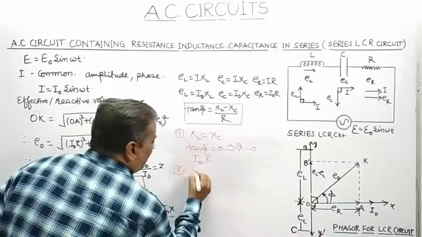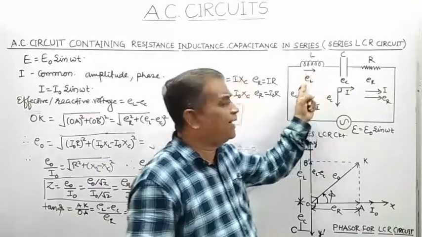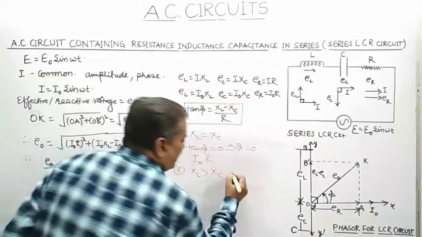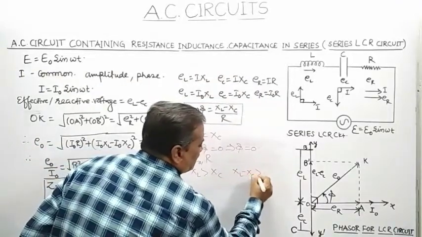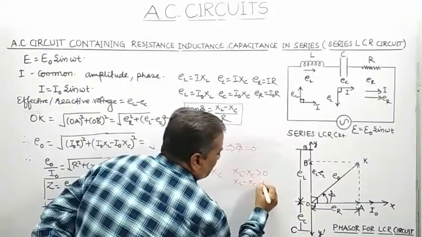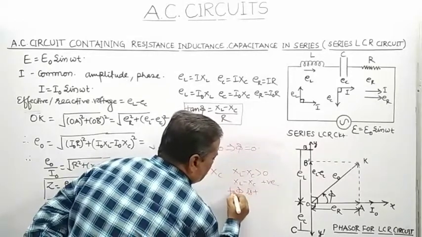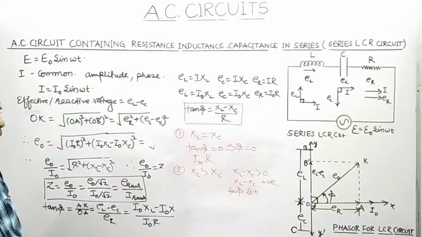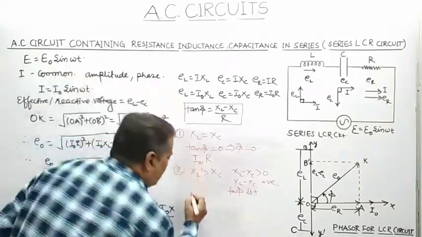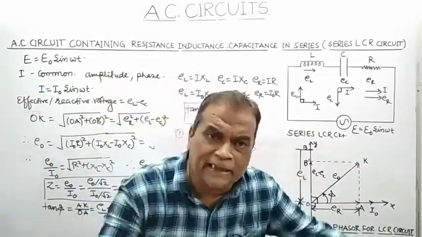The circuit is non-inductive, means the circuit is purely resistive. Now the second case, when XL is greater than XC, opposition offered by the inductor is greater than opposition offered by the capacitor. When XL is greater than XC, XL minus XC is greater than 0, means XL minus XC is positive, means tan phi is positive and phi is positive. Tan phi is positive, it means the circuit is an inductive dominated circuit.